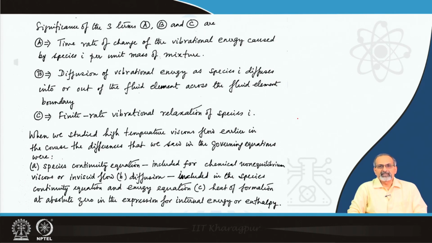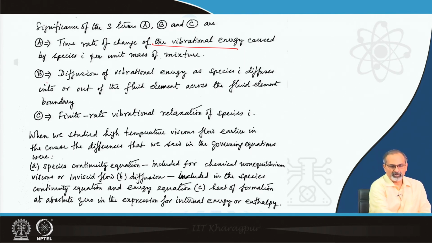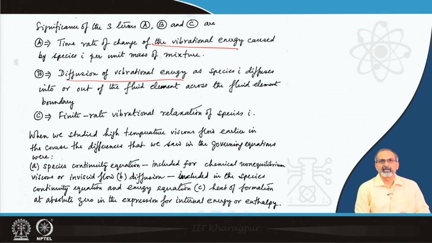Now, if you look at the significance of the three terms that we left behind in the previous slide, the first term is the time rate of change of vibrational energy caused by species I per unit mass of mixture, followed by the next term, diffusion of vibrational energy as species I diffuses in or out of the fluid element across its boundary, and then the term C, the finite rate vibrational relaxation of species I.